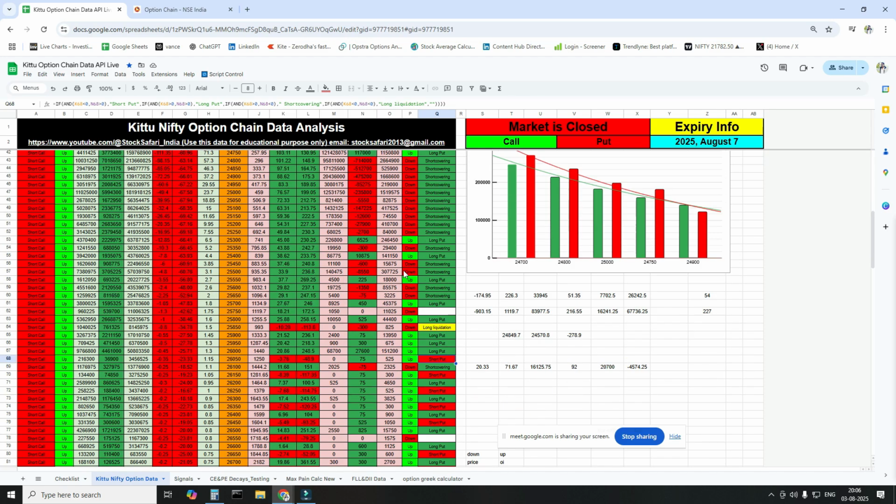And long unwinding: no one has interest in the particular strike price, so everything is zero, no liquidity, no open interest, no volume, nothing, it is dead. So if you see such an instance, and you have already entered in this area, I suggest don't trade with market price. Market price will never work in these illiquid areas. All the time we have to play with limit orders.